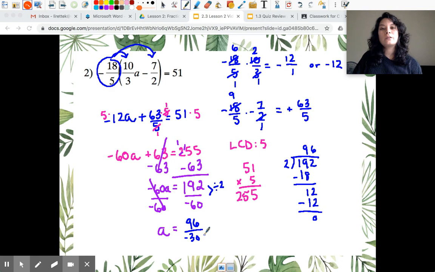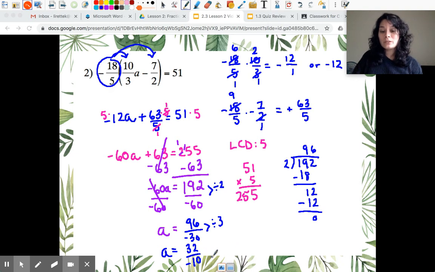I'm actually looking at these and thinking of a number that's a little bit bigger. 30 is a nice multiple of 3, and 96, if I add both of those numbers up, 9 plus 6 gives me 15, which is divisible by 3, so is 96. So I'm going to divide both of these by 3 to see what I get. That's going to give me 32 divided by negative 10.